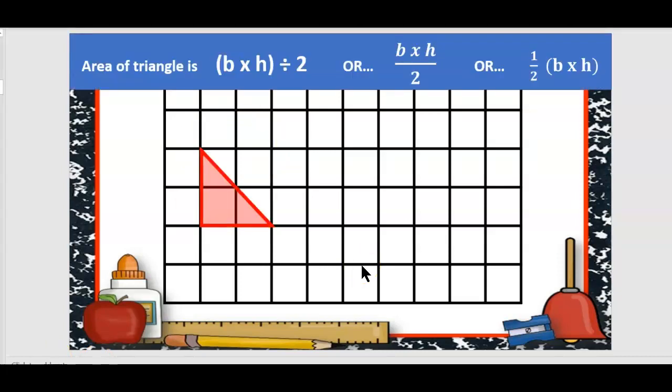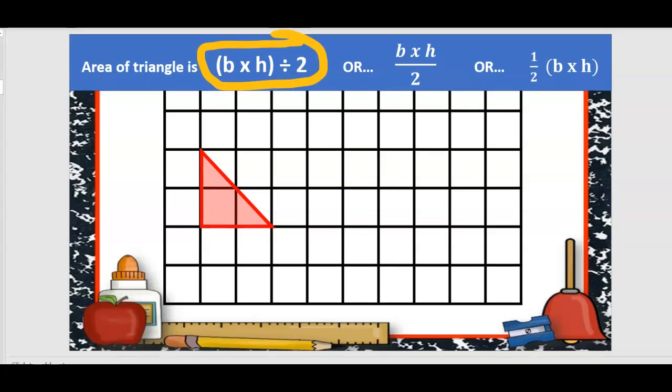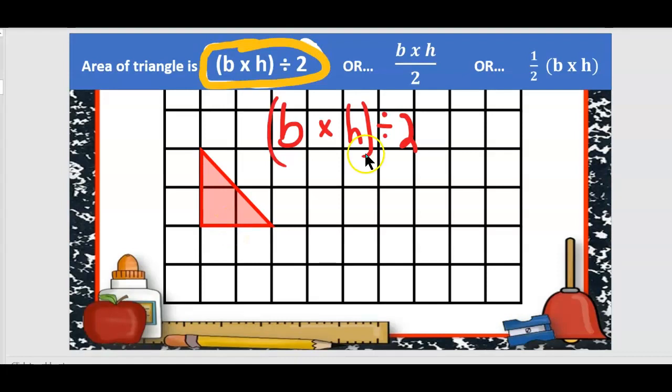All right, let me show you some other ways here. We're going to use formulas, because it's not always going to be that simple, especially when you get bigger numbers. The formulas we will choose from are above there. Let's start with this one, base times height divided by two. Okay, so watch this. Base times height. Here's the base down here in the blue, height in green.